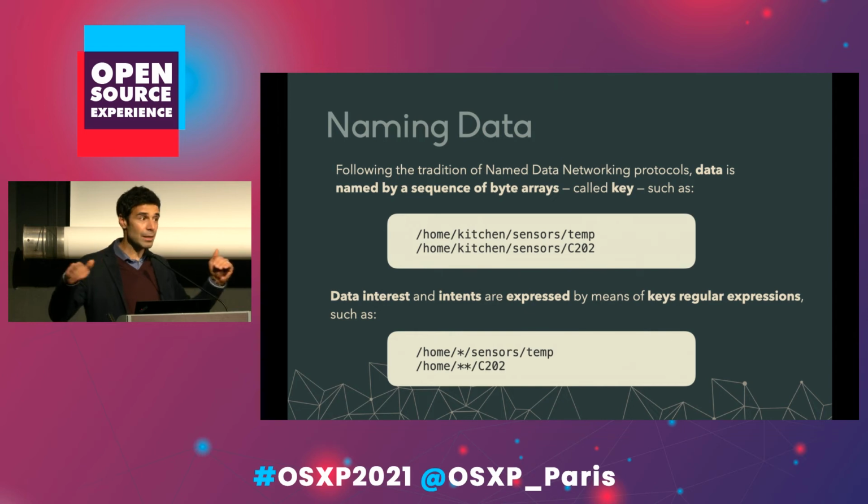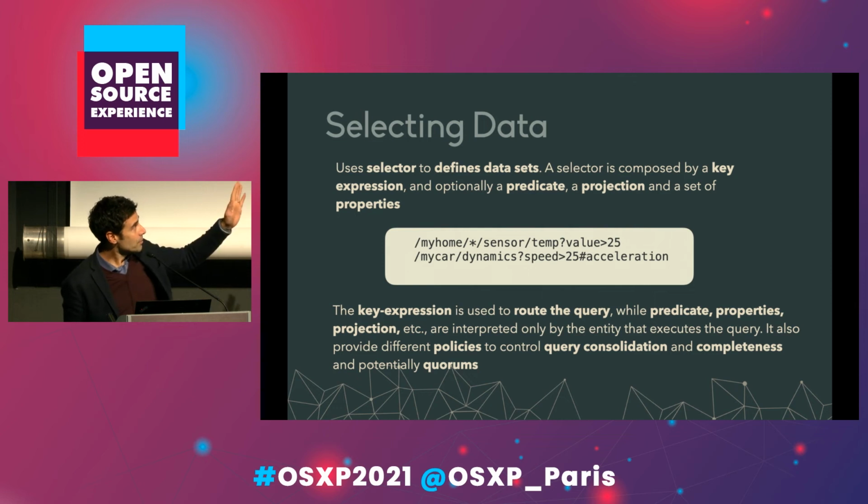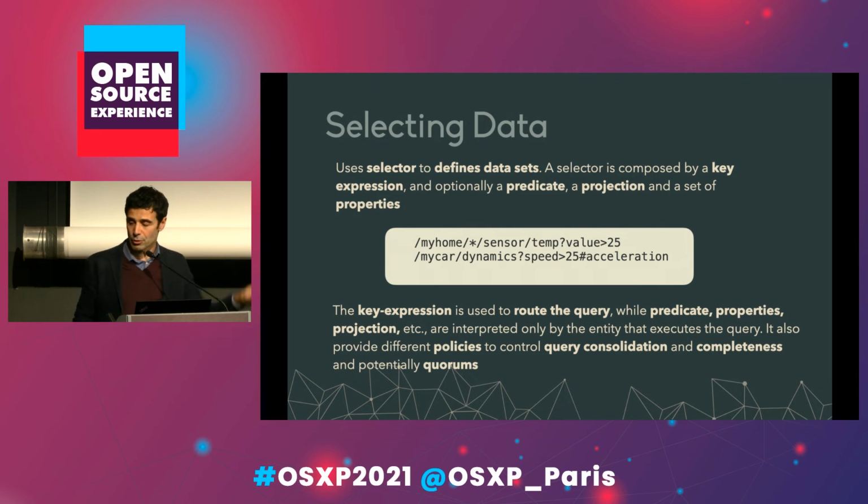Notice that, as you will see, when you do a query or when you express a subscription, you don't need to know where the data is stored or how many places store the data or what is the closest place. It's our routing protocol that figures that out, okay? In terms of selecting data, obviously you can select the set of keys that represent the data you're interested in, and then use predicates, for instance, to say, look, among the temperature sensors in my house, please get me only those whose value is greater than 25. Or perhaps in my car dynamics, for the speed, please, whenever the speed is greater than 25, just project the acceleration. That's the only attribute I'm interested in.